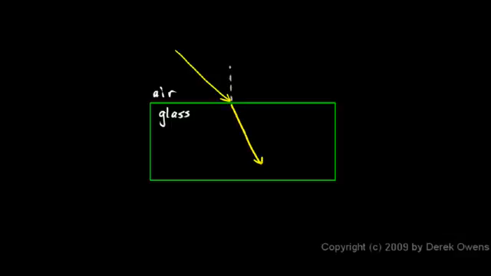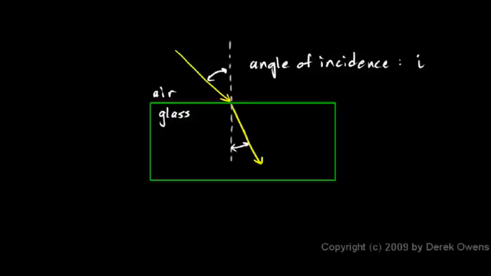So if we were to draw a normal right here perpendicular to the surface, we get two angles, and the angles are always measured relative to the normal. This angle is the angle of incidence, and we commonly represent it with the letter I. And this angle down here is the angle of refraction, commonly represented by the letter R.